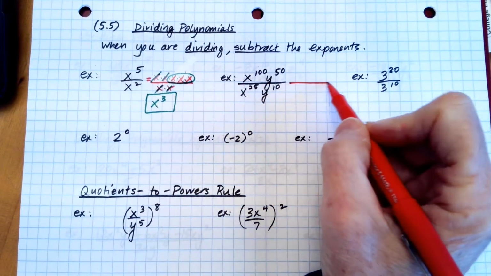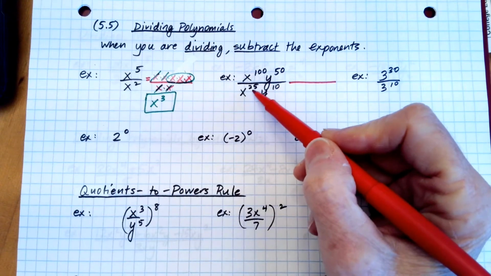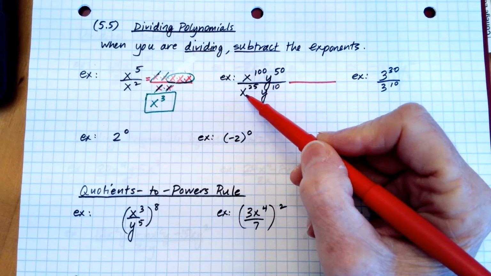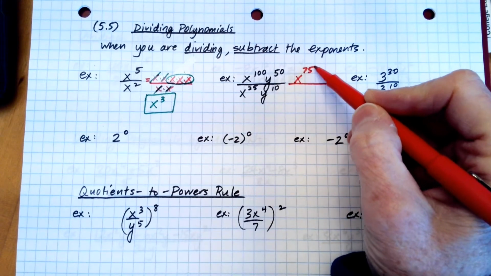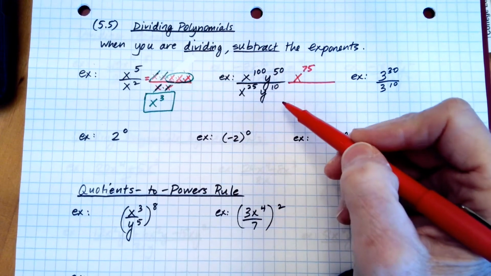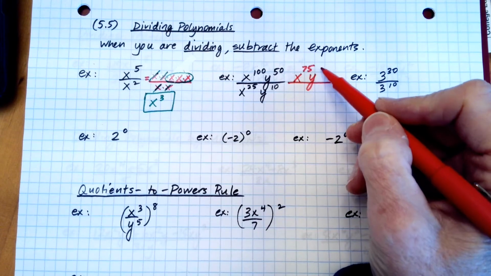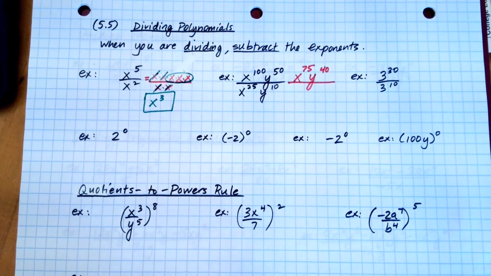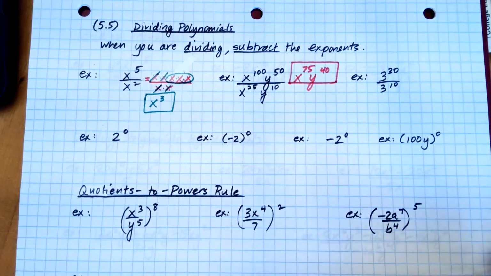So for instance here, if you can visualize, I have 100 x's on top and only 25 on bottom. So I have 75 more on top, so this is going to be x to the 75th. For the y's, I have 50 on top and only 10 on bottom, so when I subtract I get 40 extra y's, and they're going to be left on top. So my answer is x to the 75th, y to the 40th.